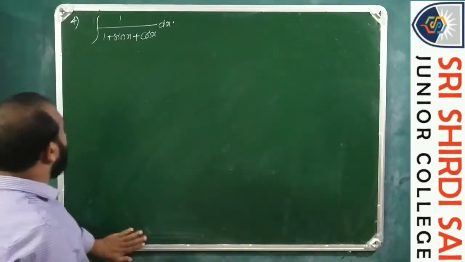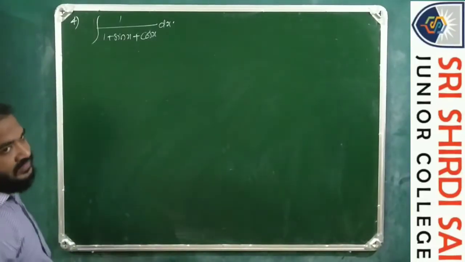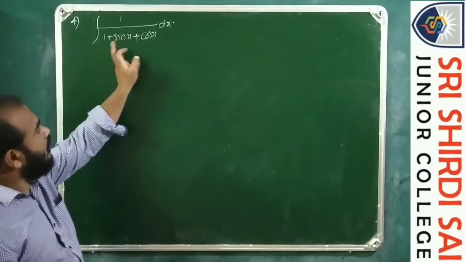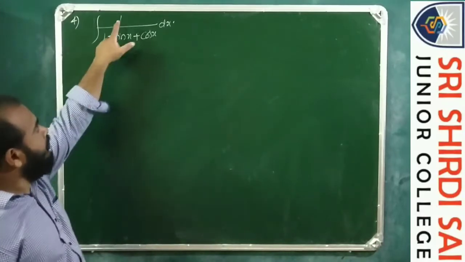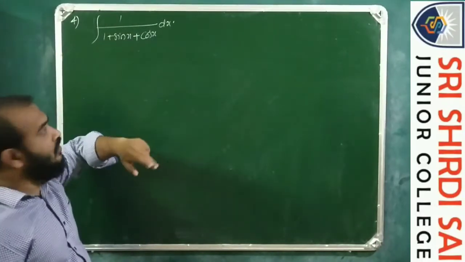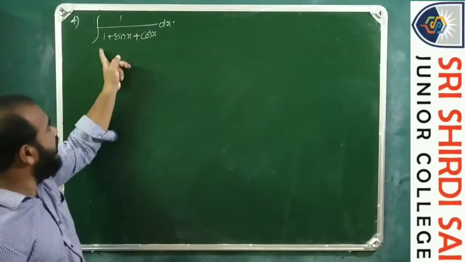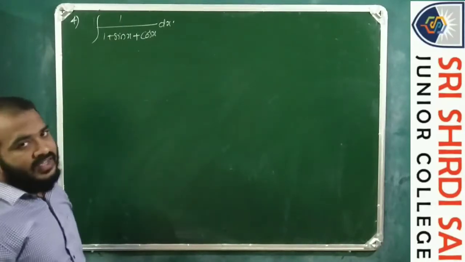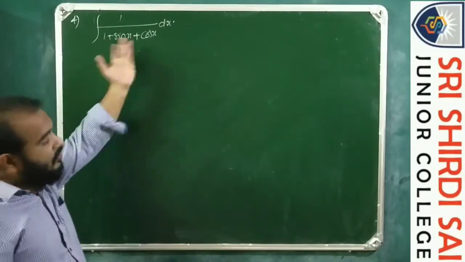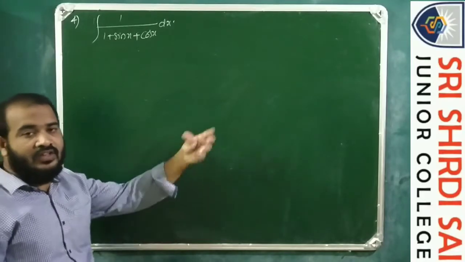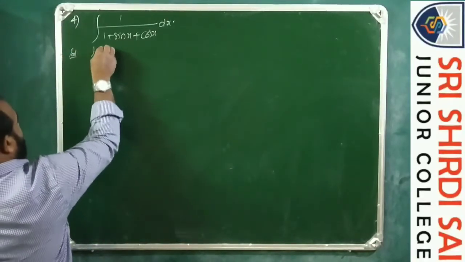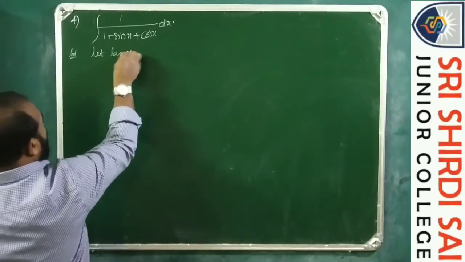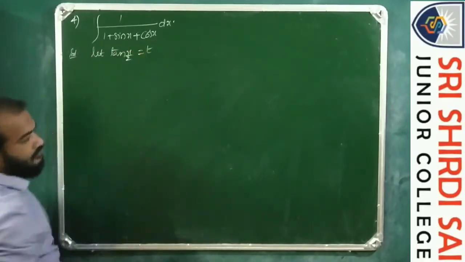Integral of 1 by (1 plus sin x plus cos x). So sin x and cos x are present in the denominator, so 1 on the numerator. So this is of the form integral 1 by (a sin x plus b cos x plus c) dx. So tan x by 2 is equal to t, which we have discussed in the previous video. Let tan x by 2 is equal to t.